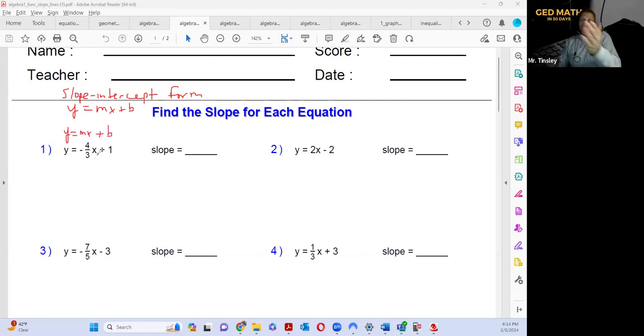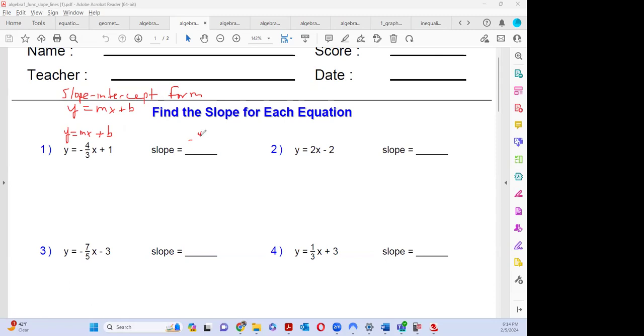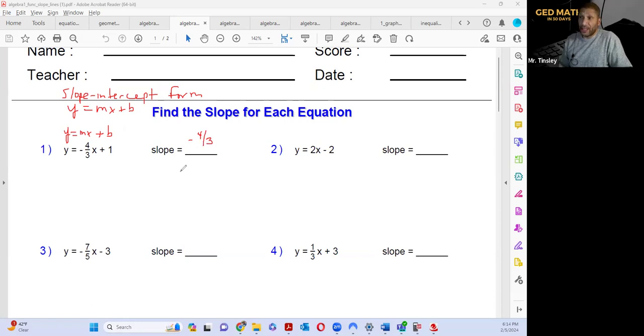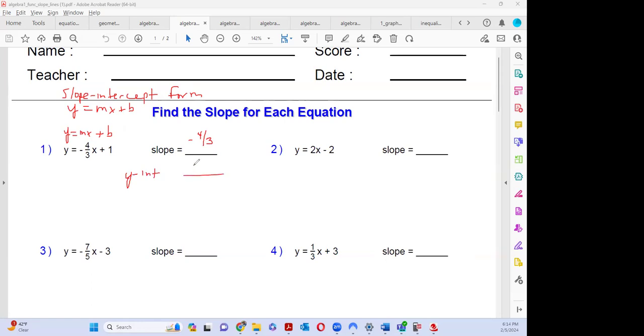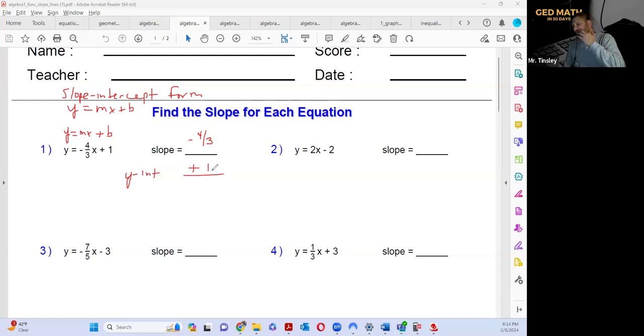So is number one in slope-intercept form? Yes. What's the slope? Negative 4 over 3. Yes. Now, they're not asking for the y-intercept, but I'm going to have you do it. What's the y-intercept? Plus 1. If you get an equation in slope-intercept form, you should be able to look at it and tell me the slope and y-intercept.